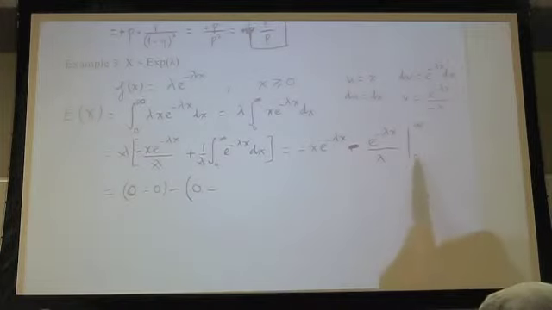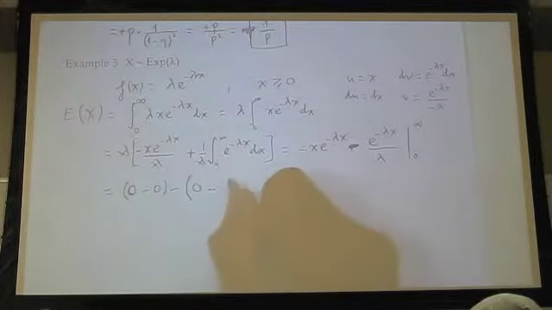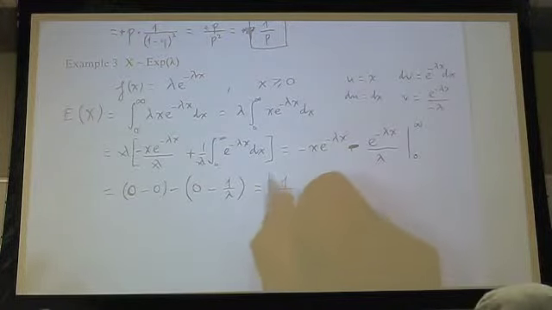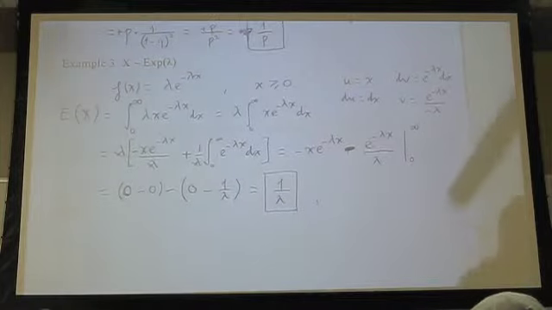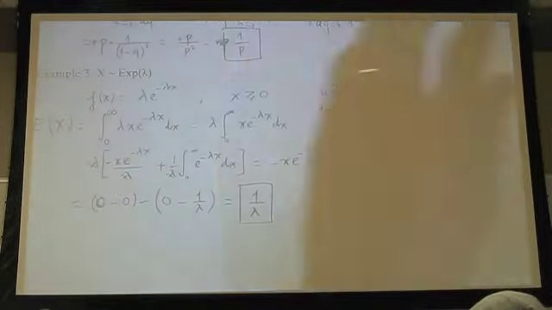Minus, what is this? e to the 0 is 1. So it's 1 over lambda. So at the end, I'm going to have just 1 over lambda. That's the expected value for the exponential distribution. Alright?